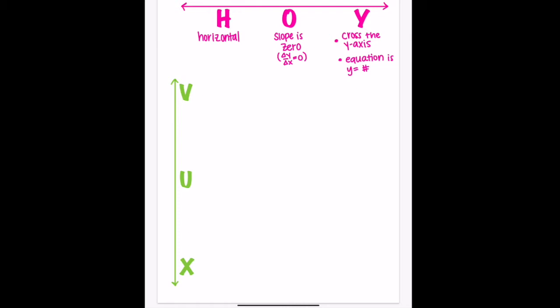Now let's talk about vertical lines. So VUX can help you remember that vertical lines, remember that they go up and down. Vertical lines, instead of having a slope of 0, their slope is undefined. In other words, their change in y over change in x is undefined. And this happens because the change in x is 0.